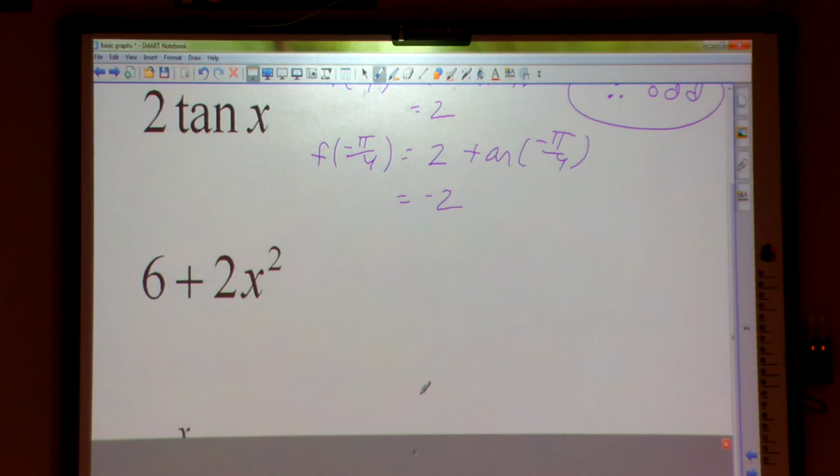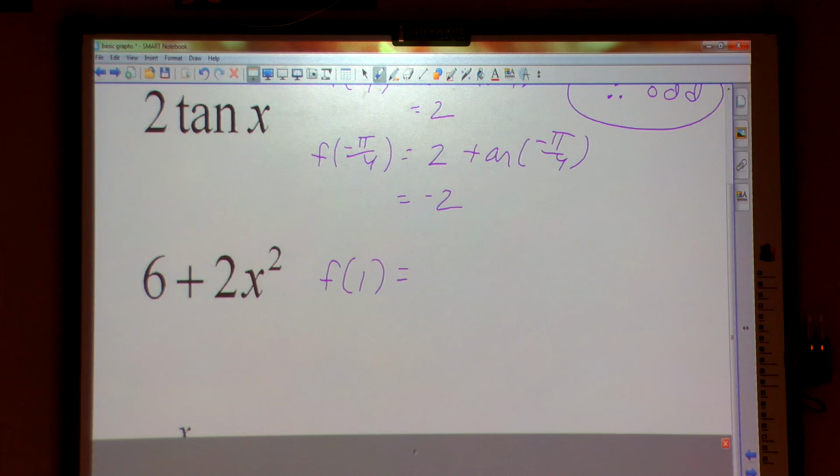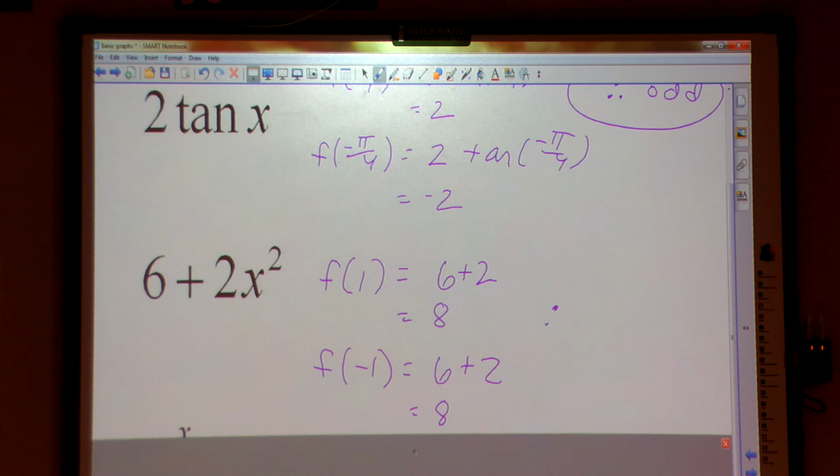6 plus 2x squared. So pick a number. I'm going to pick 1. It's the easiest number. Plug it in. I get 6 plus 2, which is 8. Plug in its opposite. I'm going to have 6 plus 2, because negative 1 squared is still 1, which is 8. So since I have the same answer, that is even.